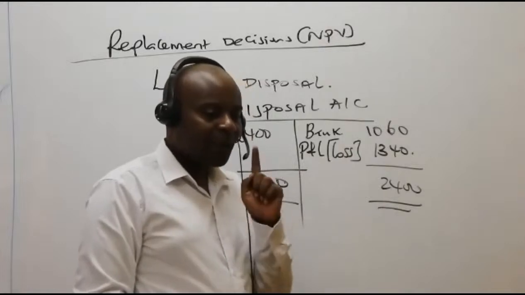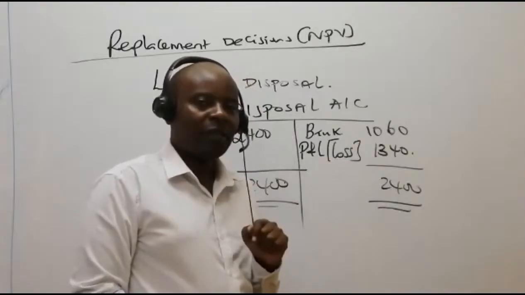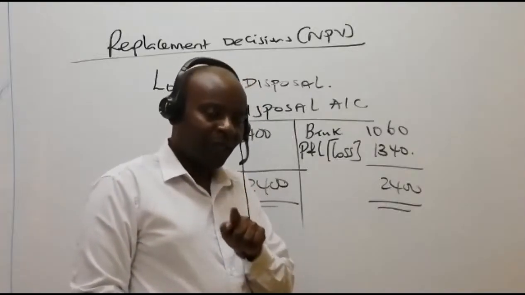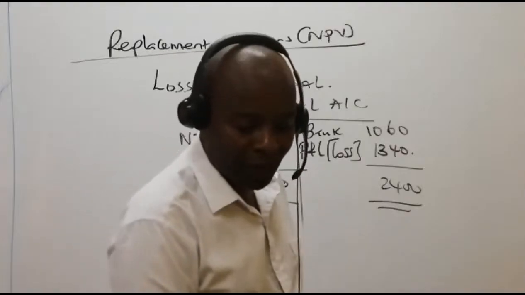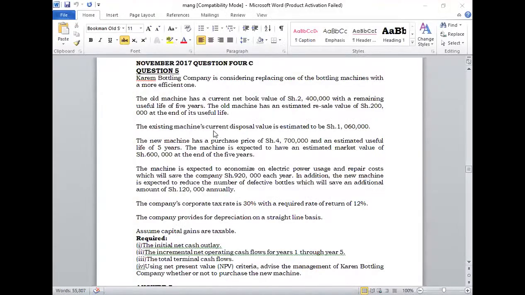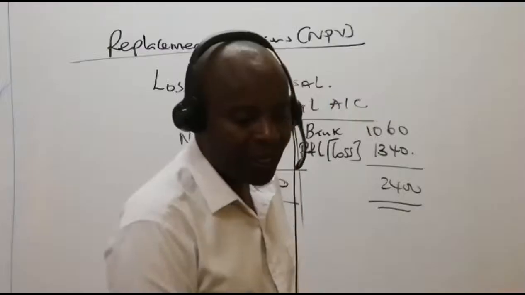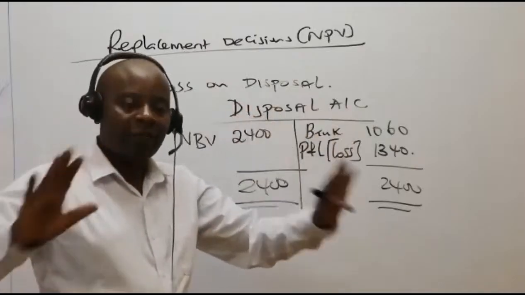You can see the mistake that Nelly has already done up there. Nelly takes the proceeds. Disposal proceeds are not the same as scrap value. The examiner will always tell you the disposal proceeds. Those are two different things. Ladies and gentlemen, you can see the existing machine's current disposal value is 1060. The 200,000 is a resale value should we consider going to the end of the useful life. This is quite important for me. So in this case here, we have a loss of 1340. That is very important.